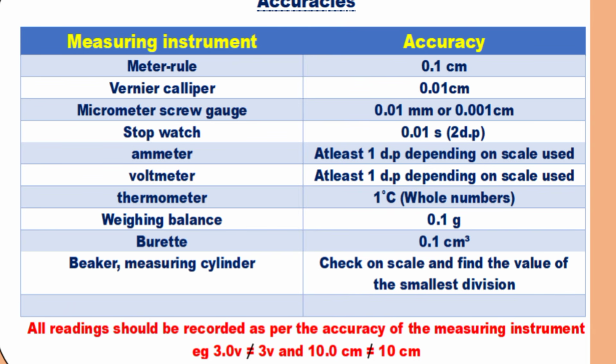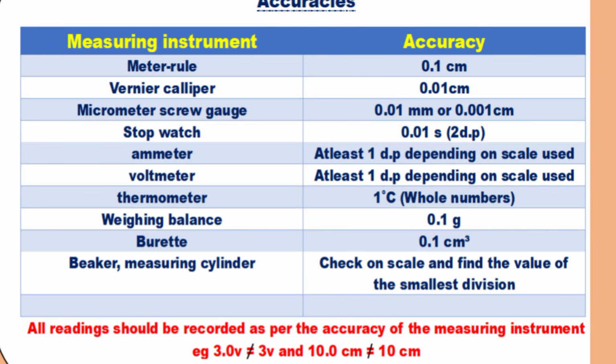Then we have vernier calipers. So the readings should be recorded in 2 decimal places in centimeters. That means that, for example, you have 0.01 centimeter, which is the accuracy of a vernier caliper. We have micrometer screw gauge. So the accuracy is 0.01, but now in millimeters. So that means any reading you take from a micrometer screw gauge must be recorded in 2 decimal places, but in millimeters. Then we have a stopwatch. The accuracy is 2 decimal places in seconds.